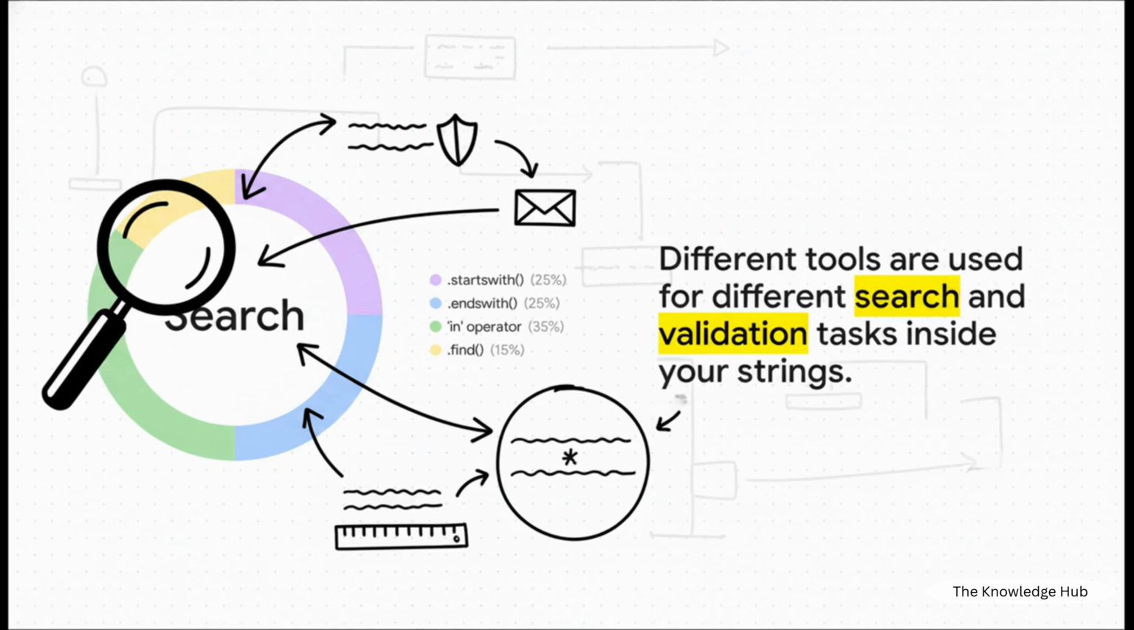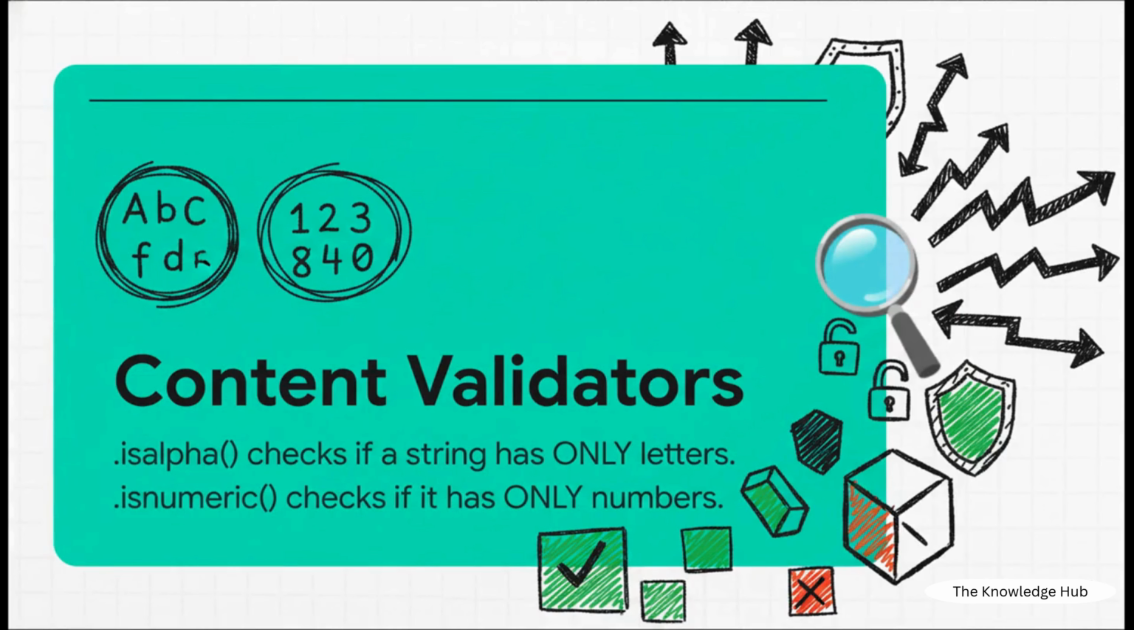And .find will tell you the exact location where a character shows up for the first time. And for that final absolute quality check, you've got .isalpha and .isnumeric. These are strict. .isalpha is only true if every single character is a letter, and .isnumeric is only true if every character is a number. This is pretty much your last line of defense to stop bad data from getting into your system.